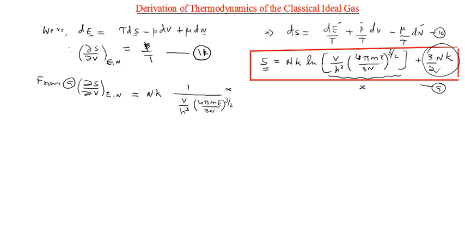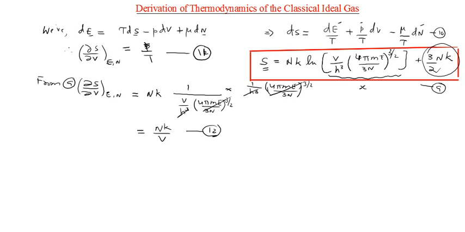So what will be that one? That is equal to 1 by h cubed into 1 by h cubed, the remaining thing (4πmE by 3N) raised to 3 by 2, of course this 3 by 2 is applicable for 3N also. So the h cubed will get cancelled, and (4πmE by 3N) raised to 3 by 2 will get cancelled. So what is remaining? That gives only Nk by V. So that is my equation number 12.